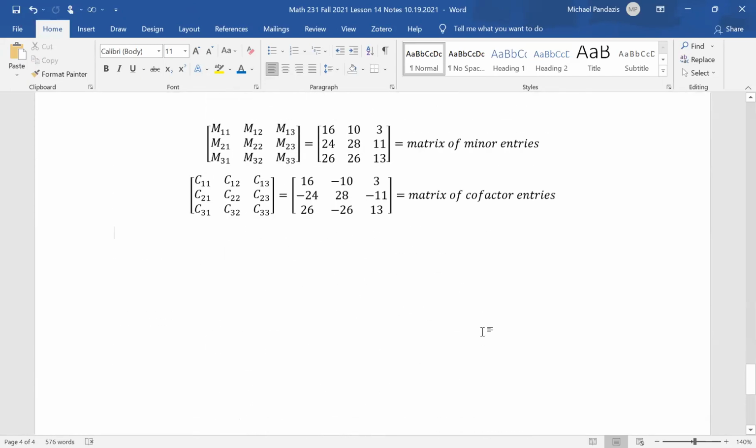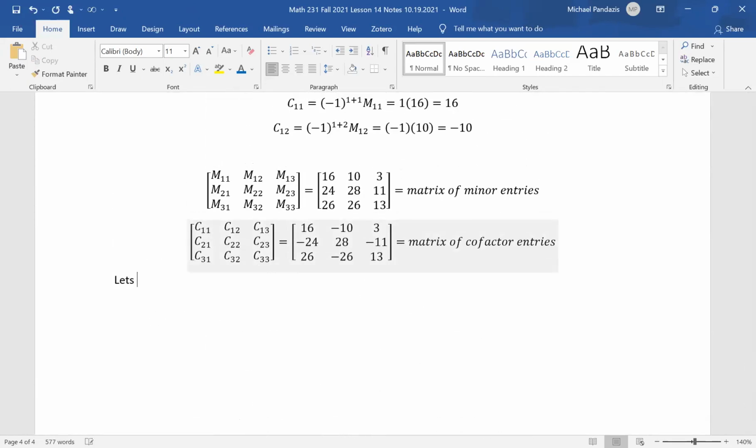Okay, so let's go back to this problem in a little bit. Okay, so we have to talk about a few more things, and then we can finish this problem with that information.